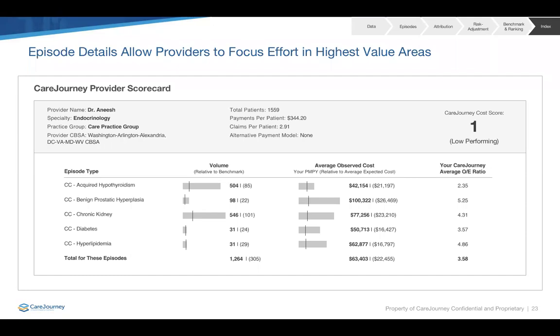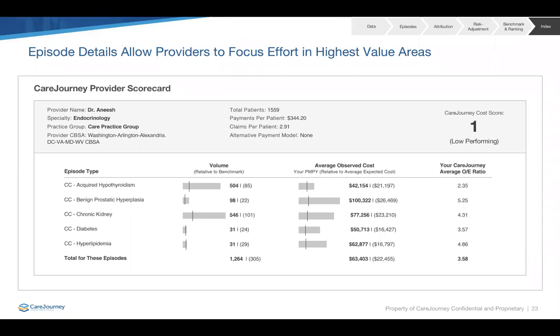Hypothyroidism, benign prostatic hyperplasia, chronic kidney disease. You can see this doctor has a lot of chronic kidney disease patients. And so again, in each of these areas, we are able to identify their observed costs, the costs that we see by CMS, against their expected costs based on our risk adjustment formula. And you can see this particular doctor, by a factor of 2, 3, up to 5 times, had the observed costs relative to what we expected based on patient's condition and everything else.